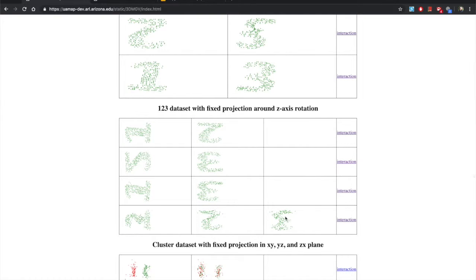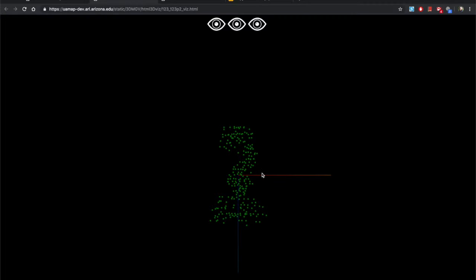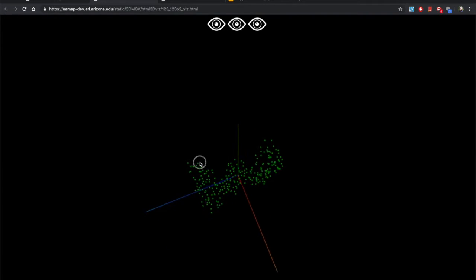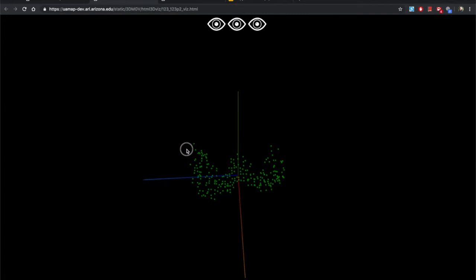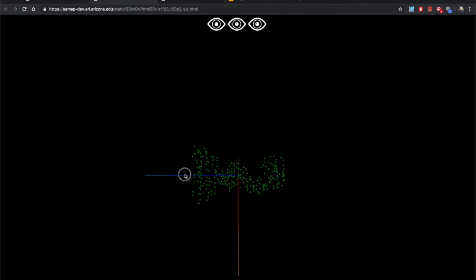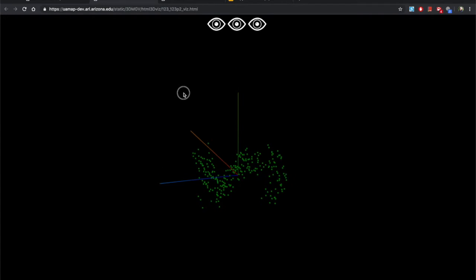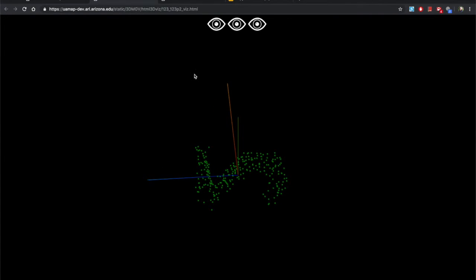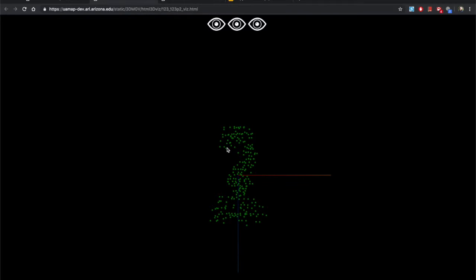The problem gets harder when we have three views. For example, here we consider all the digits 1, 2, and 3. And if we rotate, we can see the digit 3, digit 2. But as we can see, the result for 1 is not great. This is due to the hardness of the problem.